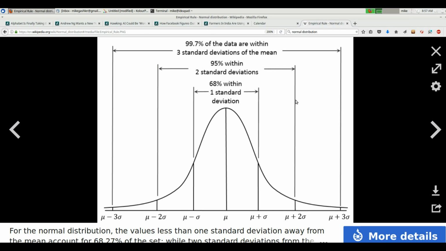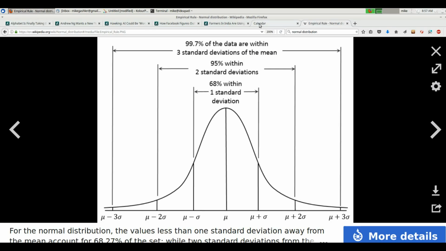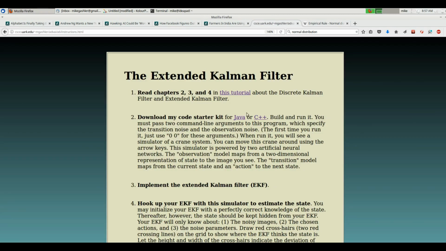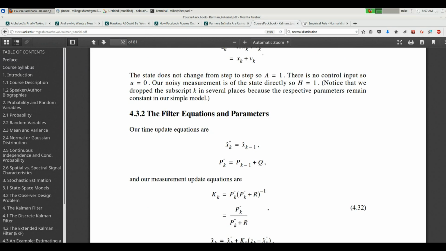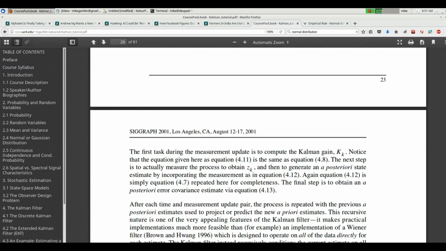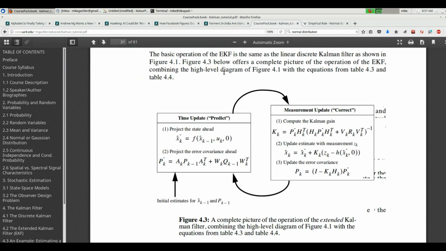Pretty much the only implementation you're going to do is in this tutorial. This is the extended one. You're going to implement these equations, and that's pretty much your job in this assignment. And remember, f is the transition function, so this is the neural network that you've got. And h is the observation function, so that's the other neural network that you've got.